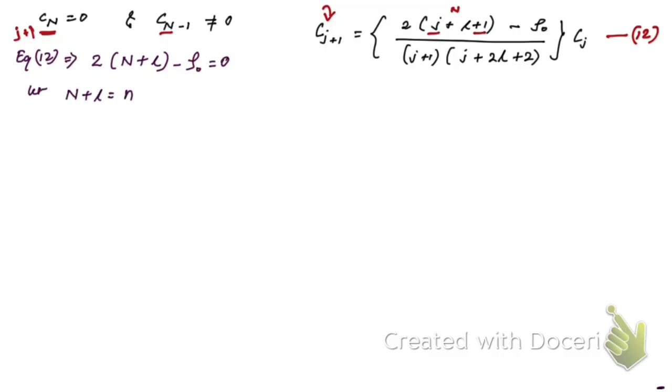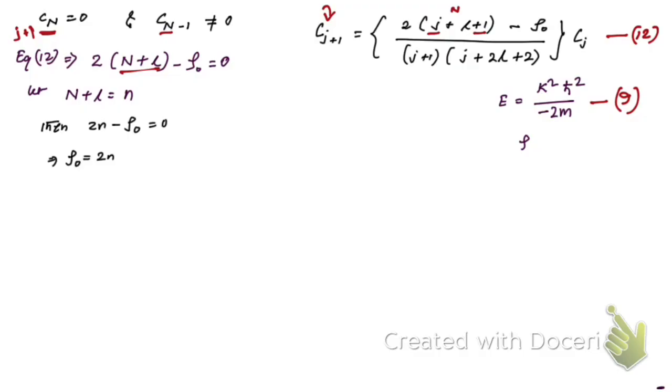Now from here you see n plus L is equal to, let me take small n, that's why this equation is written in this way. So rho naught will be 2n, and we know the energy expression that we have already got in equation number 9. I'm not going to the previous slide, we have already discussed. If you have noted, you can check equation number 9.